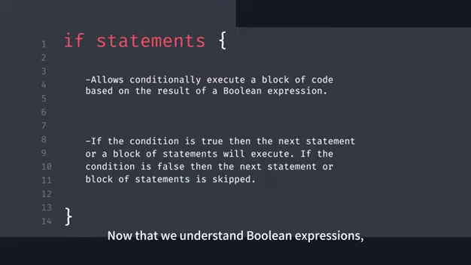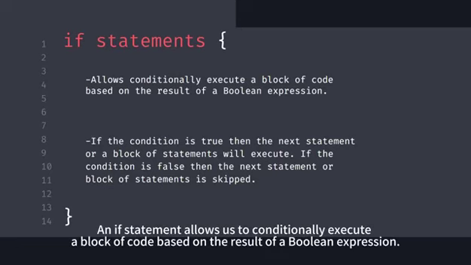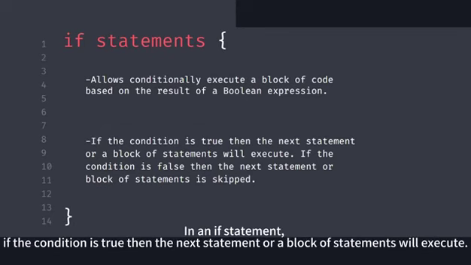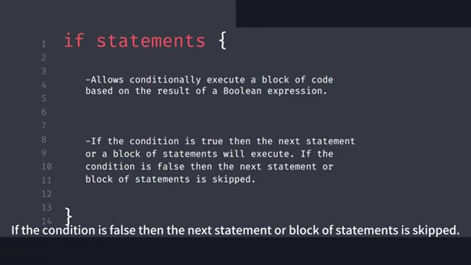Now that we understand Boolean expressions, let's move on to if statements. An if statement allows us to conditionally execute a block of code based on the result of a Boolean expression. It also allows us to change the flow of control through the program so that some code is only run when something is true. In an if statement, if the condition is true, then the next statement or block of statements will execute. If the condition is false, then the next statement or block of statements is skipped.